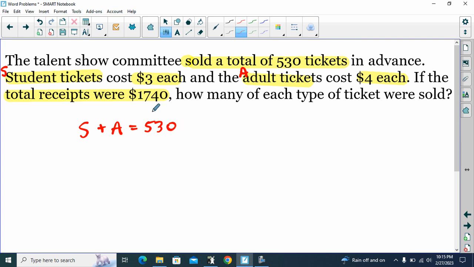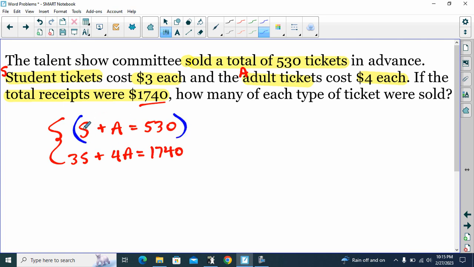And then if we look at the total amount of money we brought in, we bring in $3 for every student ticket, plus $4 for every adult ticket. And if I add up all the money we brought in, $1,740. There's our system of equations. To solve it, we need to eliminate one of the variables. Neither one's a bad choice. I'm going to eliminate the s's.